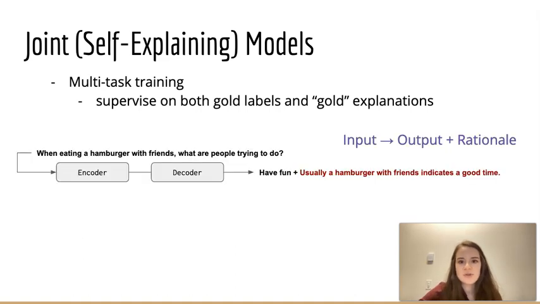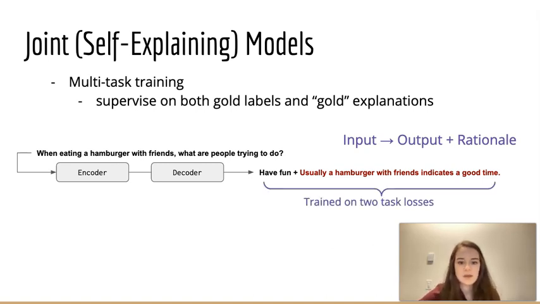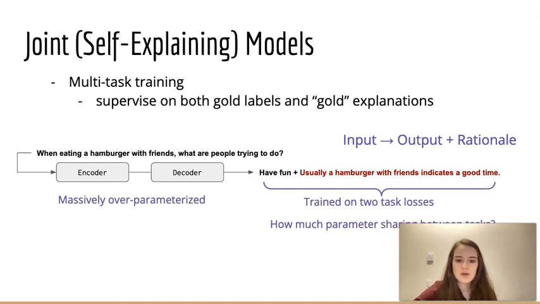Here's an example using our running commonsense QA example. For the input, when eating a hamburger with friends, what are people trying to do? Our joint T5 model decodes both a predicted label, have fun, and a predicted explanation. Crucially, this model is trained on 2 task losses. It's also massively over-parameterized, which leads us to ask how much parameter sharing is actually occurring between the tasks.